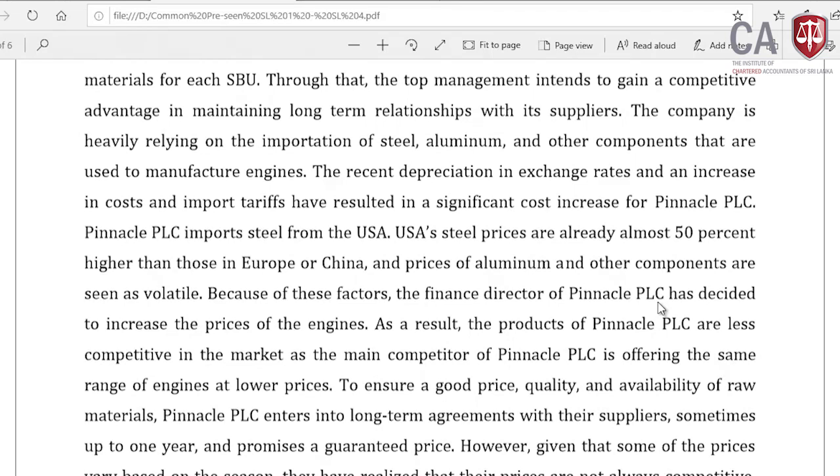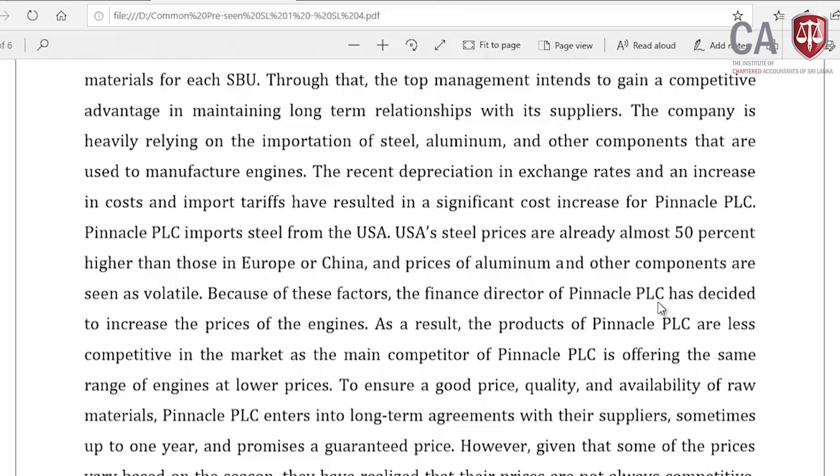We may focus on the quality of the raw material we acquire. As a result of our quality consciousness, we may purchase from the USA, even though the price in the USA market is 50% higher than the Europe and China markets. Prices of aluminum and other components are seen as volatile.